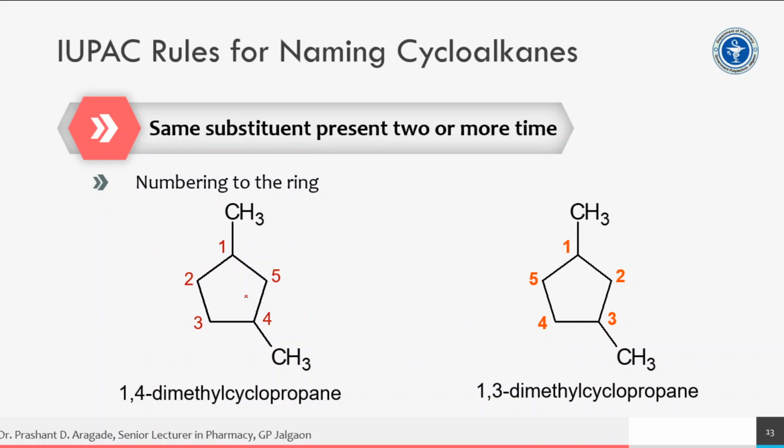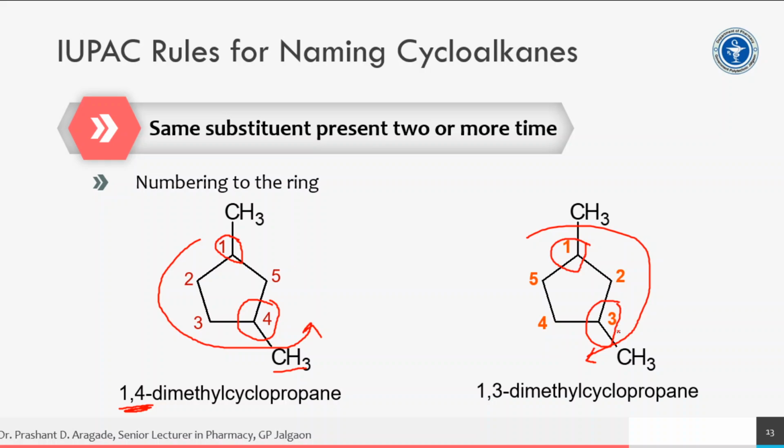In the first example, we have used the counterclockwise direction. In that, number 1 is given to the carbon atom on which a substituent is attached, and number 4 is given to the carbon atom on which the second substituent is attached. So here 1 and 4 are the numbers of the carbon atoms on which substituents are attached. On the other hand, if you number in the clockwise direction, the carbon atoms bearing substituents are number 1 and number 3. So 1 and 3 are the numbers of the carbon atoms on which substituents are attached.